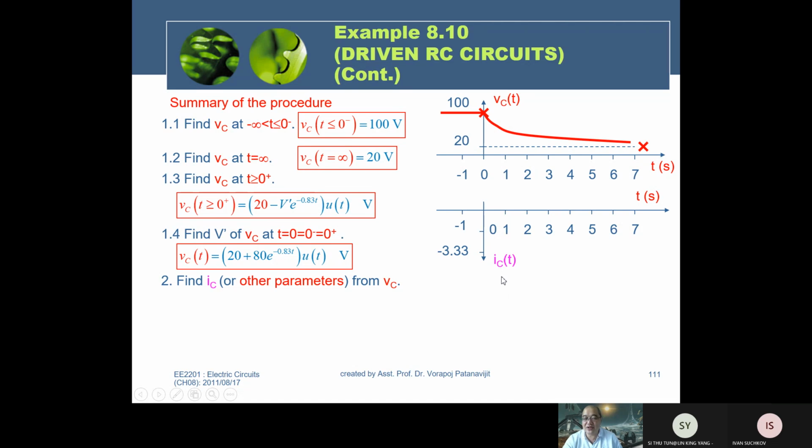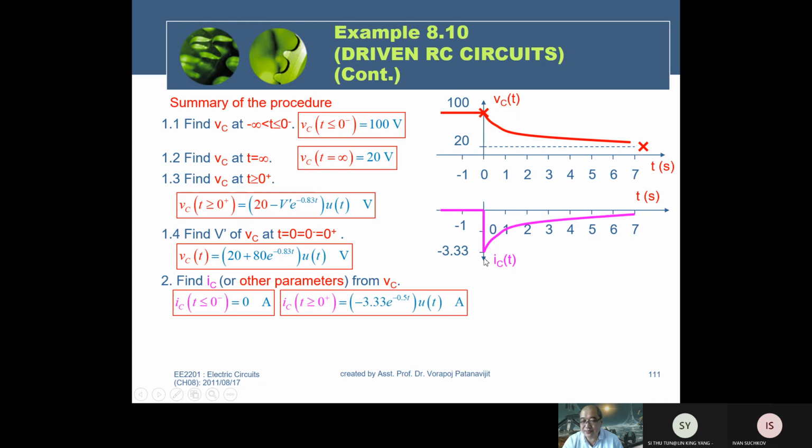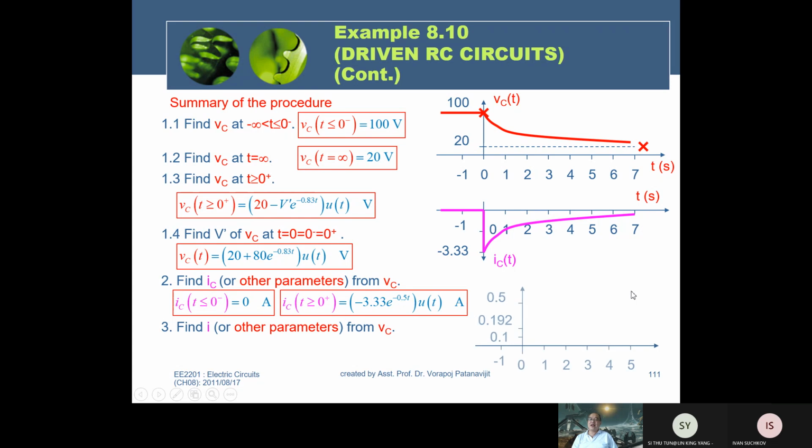And for IC, for time less than 0, you can compute it from the circuit structure itself, or compute it from the VC. For time less than 0, the VC is constant, and IC equals the derivative of VC. If it's constant, its derivative equals 0 too. And for time greater than 0, it will jump to minus 0.33 amp and gradually drop to 0 soon. And the current flowing in the resistor branch will be here.